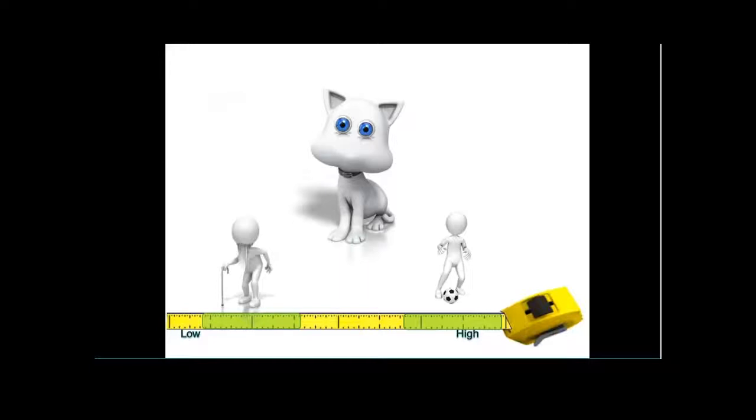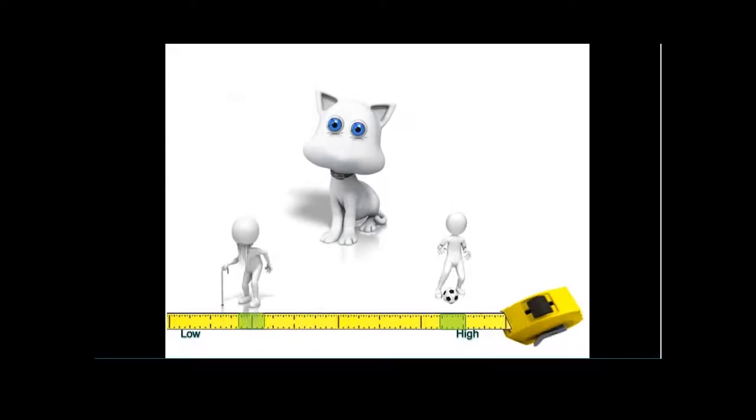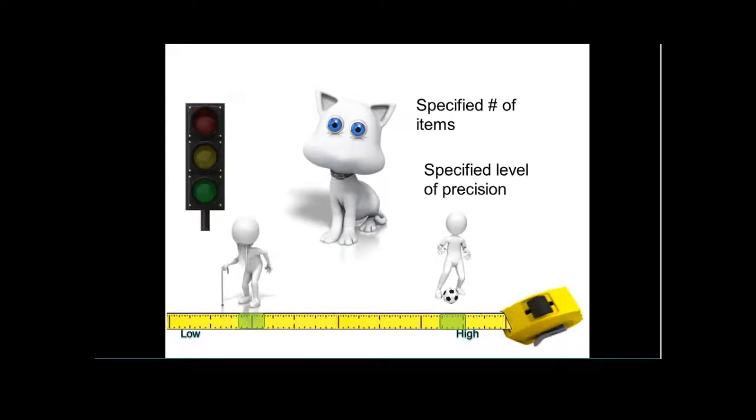After 1 item, we know that their standard error places them in their respective green ranges here. So after 1 item, we know that this person is likely to fall in this range. This person's likely to fall in that range. After 2 items, we've narrowed the likely range of functioning. After 3, it's more narrow. After 4, it's even more narrow.